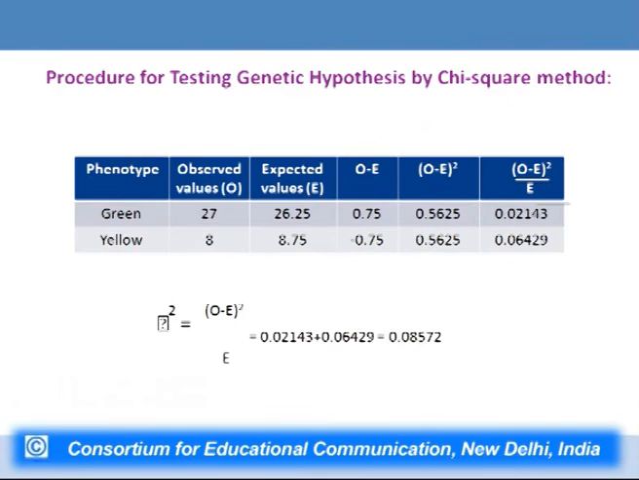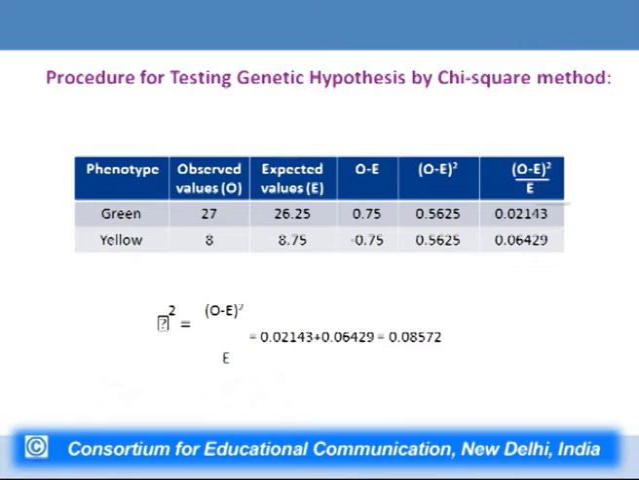Now, this is the table which shows the calculation of various values. The green phenotype has an observed value of 27 and the yellow phenotype has an observed value of 8. The expected value of the green phenotype is 26.25 and that for yellow is 8.75. The value which we obtain after subtracting the expected value from the observed value is 0.75 for the green phenotype and minus 0.75 for the yellow phenotype.